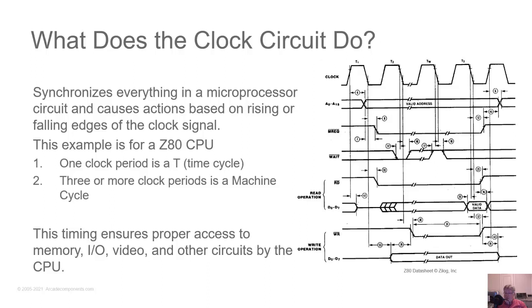Everything is timed off that clock: the address lines, the memory request line, the wait line, the read lines, the write lines, the data coming out of the chips. All of that is based on synchronization provided by that clock circuit. This timing enables valid and proper access to all the components in the computer, whether it's memory, your floppy disk, your I/O ports, your video, and all the circuits that the CPU needs to work with in order to operate.